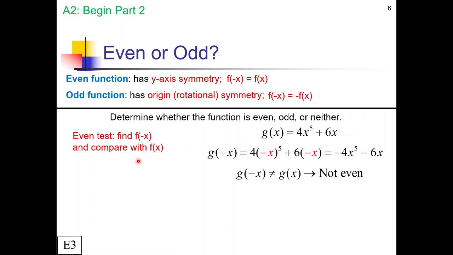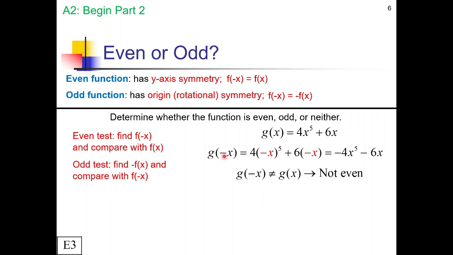Now there's also an odd test that we can use, and the odd test, based off of this sort of reasoning up here, basically says find negative f of x and compare it with f of negative x. And if those are the same, you've got an odd function. So pause the video and see if you can run that test on this function and determine whether this is odd. Alright, so we've already figured out g of negative x, so we don't have to do that again.